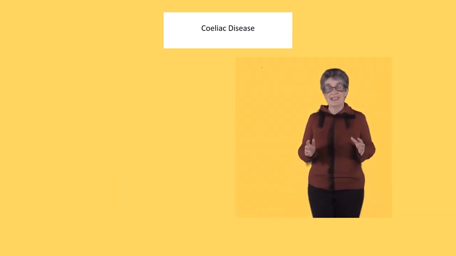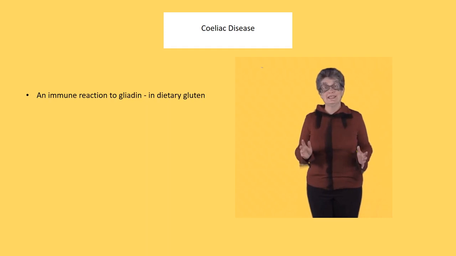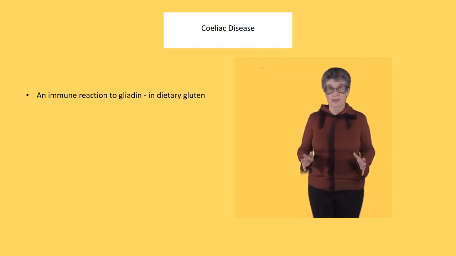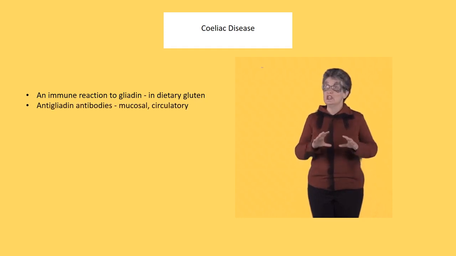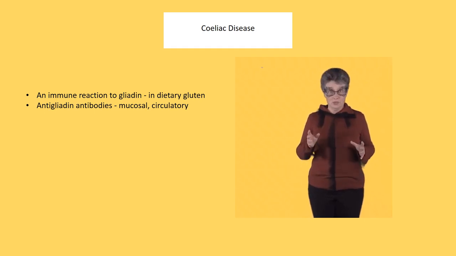Let's move on to thinking about celiac disease. This is an immune reaction to gliadin, a protein in dietary gluten. Anti-gliadin antibodies can be found in the mucosa of the duodenum and also circulating in the blood, which means that we can do blood tests for celiac disease.